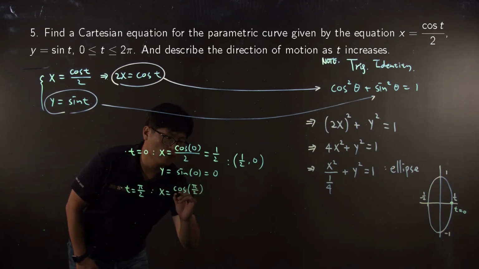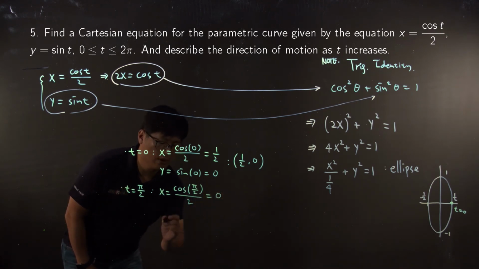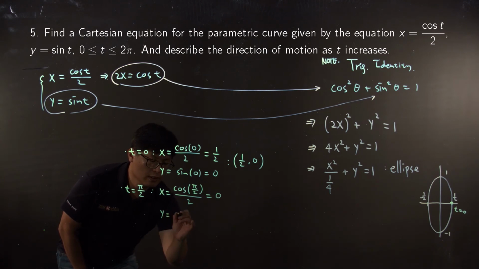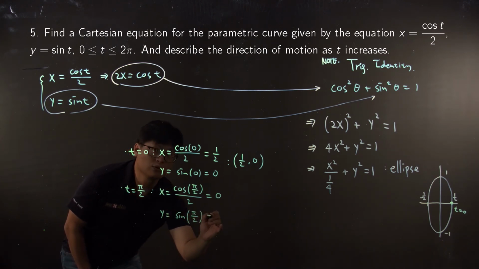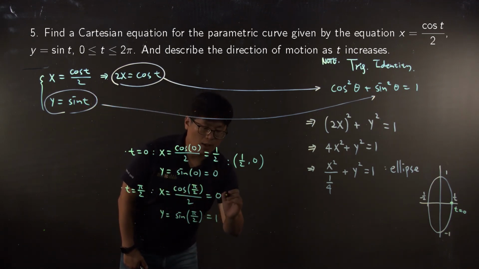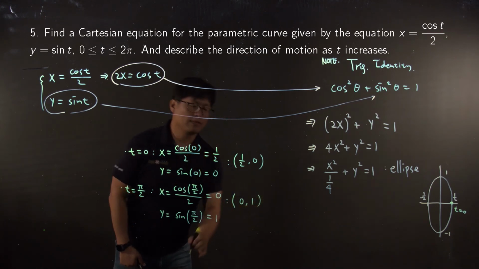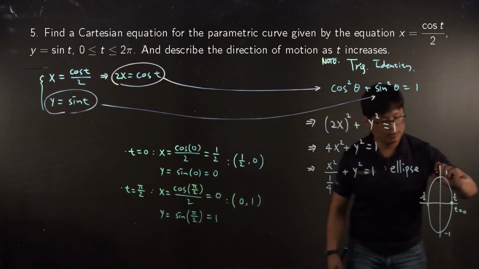Then x equals cosine of pi over 2, over 2. We know cosine pi over 2 equals 0, so that equals 0. And the y component is sine pi over 2, which is equal to 1. So when t is equal to pi over 2, your point will be here. I'm talking about this point.